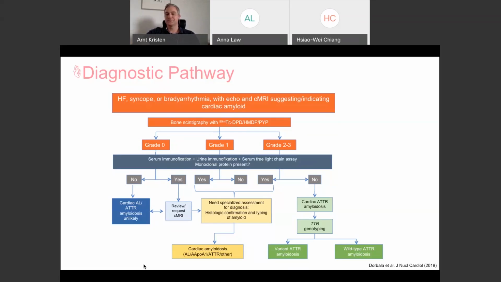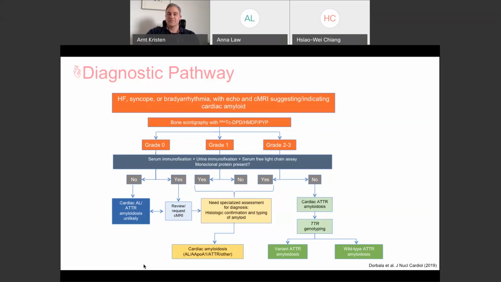On the other hand, if we do not have any uptake or very low uptake and a positive screening for monoclonal gammopathy, then we should add or request cardiac magnetic resonance imaging to confirm cardiac amyloidosis or exclude cardiac amyloidosis.